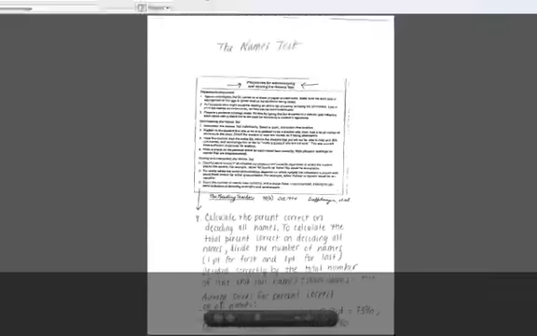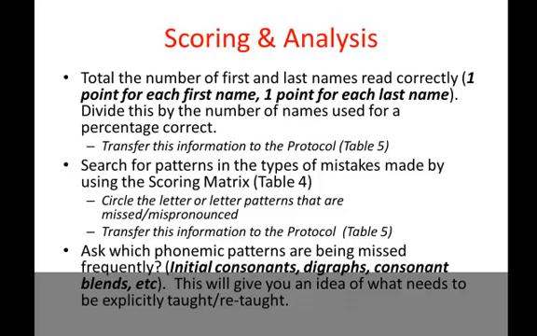What means something to people who know something other than the names test is what patterns the student read correctly, and then what patterns the student mispronounced or missed. So you're going to use the scoring matrix, table 4, to circle the letter or letter patterns that are missed or mispronounced.